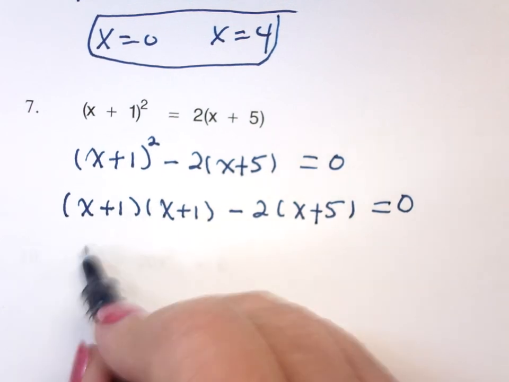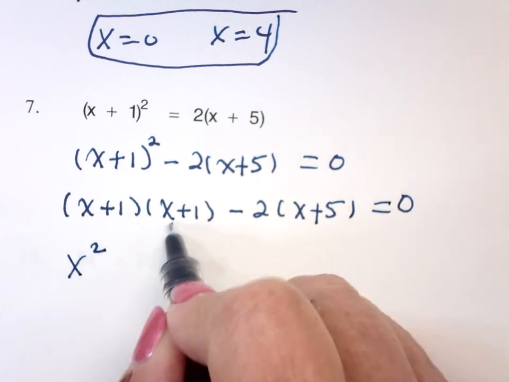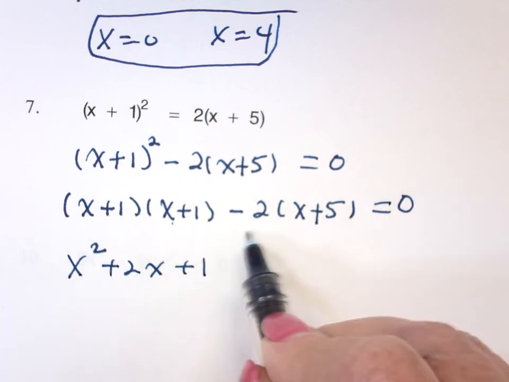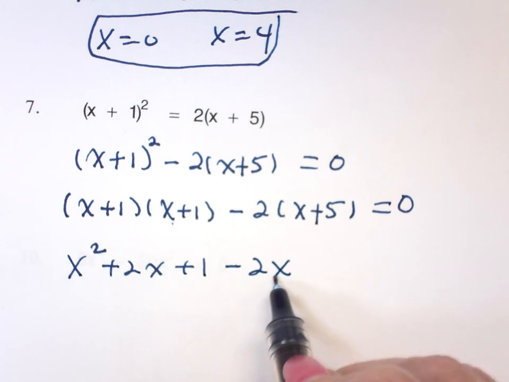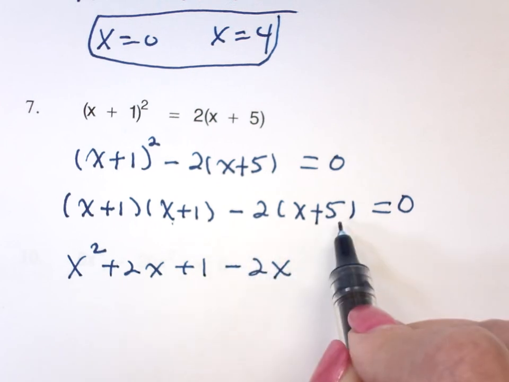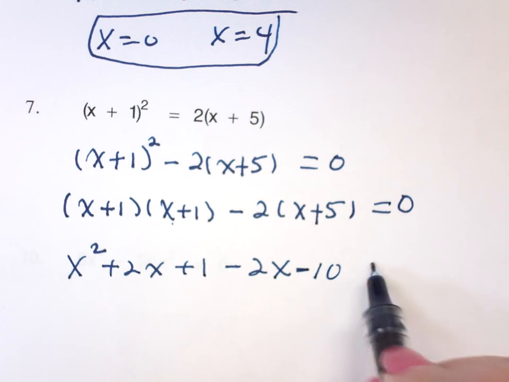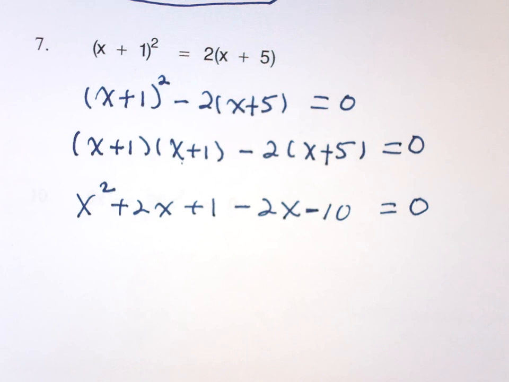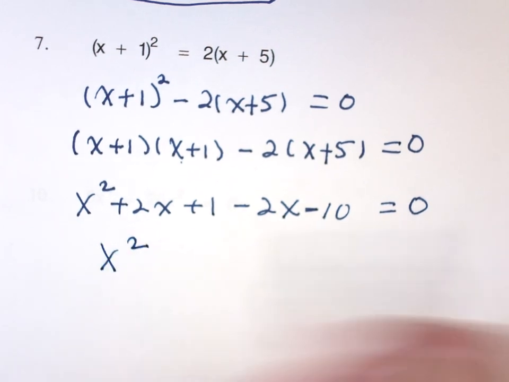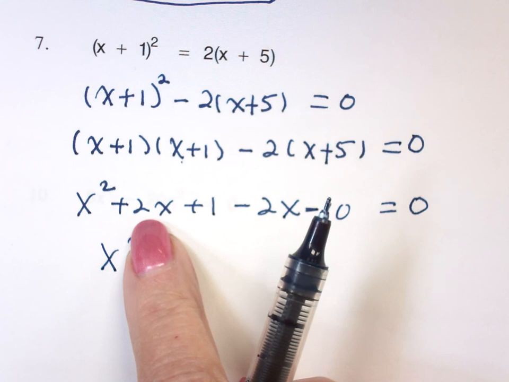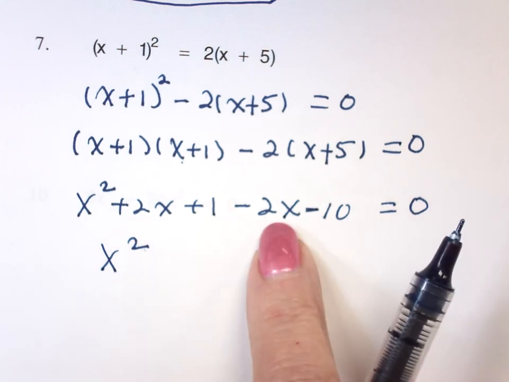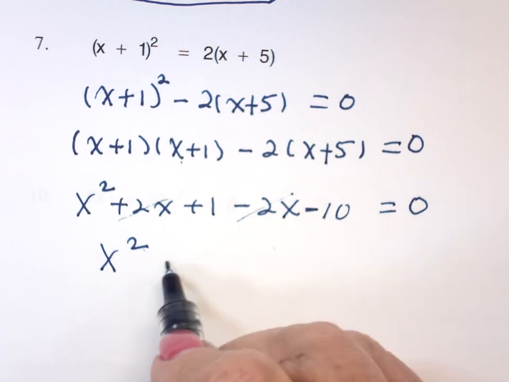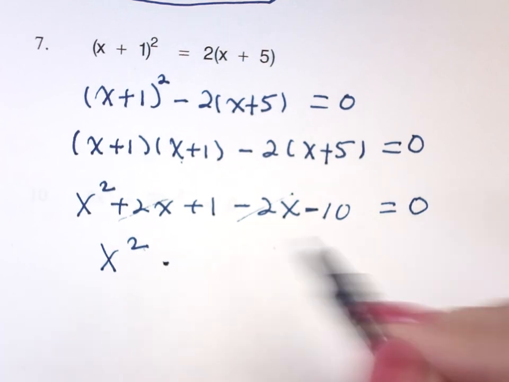So FOIL, I get x squared, inner x, outer x, plus 2x, plus 1, minus 2 times x, minus 2x, minus 2 times plus 5, minus 10. Combine like terms, x squared. Oh, look at that, isn't that cute? Minus 2x plus 2x is 0. Plus 1 minus 10 is negative 9.